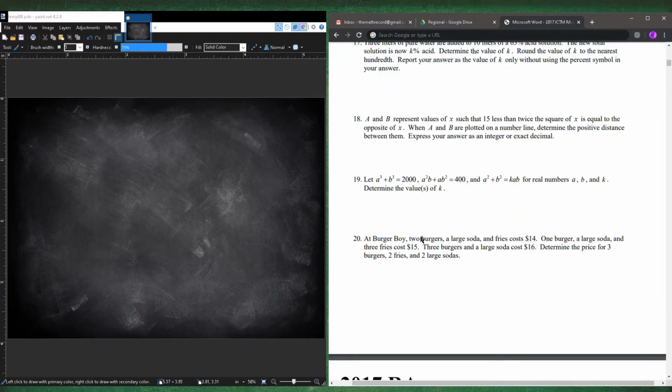Number 19. a to the power 3 plus b to the power 3 is equal to 2000. a squared times b plus b squared times a, that is a squared b plus a b squared, is equal to 400. And a squared plus b squared is equal to k a b, for all real values of a, b, and k. Determine the value of k. Okay, so we just need to find k right here.